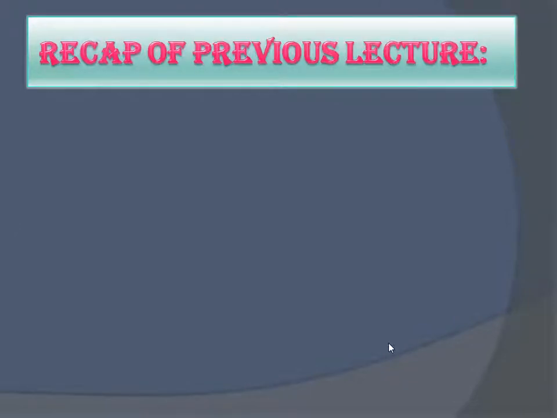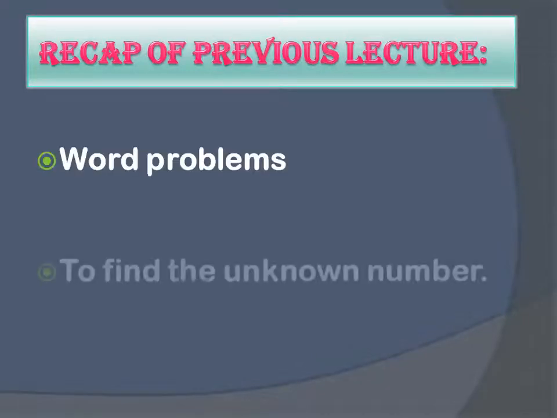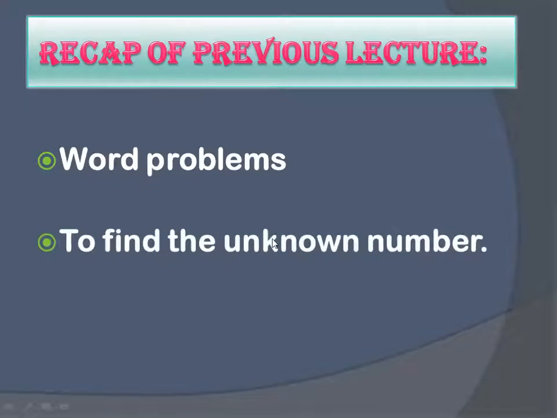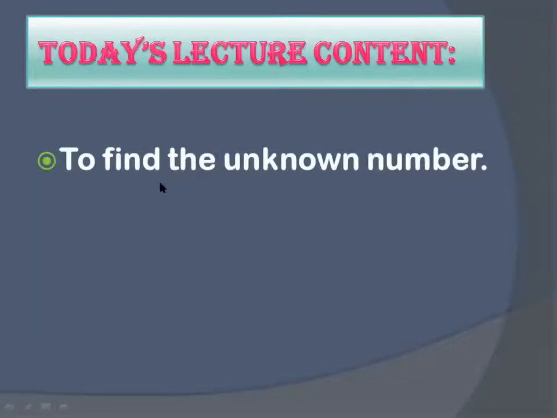So let's quickly go through the topics that we have learned so far. Number one is word problems, and number two is to find the unknown number. These were the topics that we studied in our last class. We have completed our word problems, but we started the topic of finding the unknown number, and we have solved only one or two questions. So today we will continue from the same topic. What is today's lecture content? We will continue to find the unknown number.